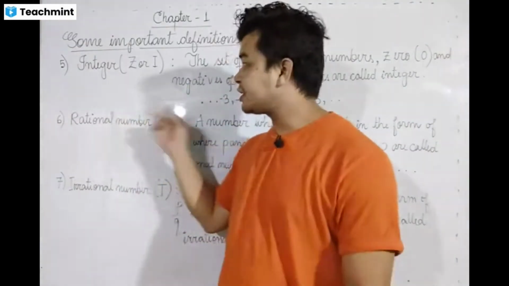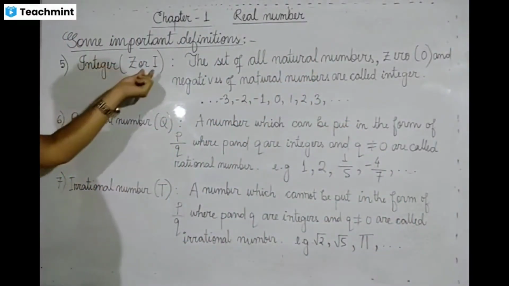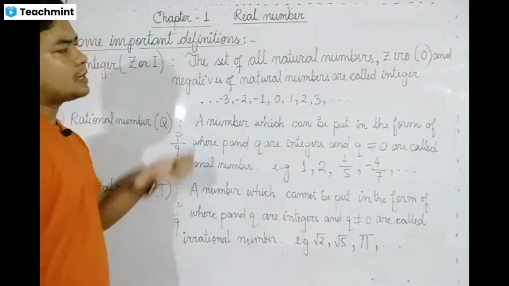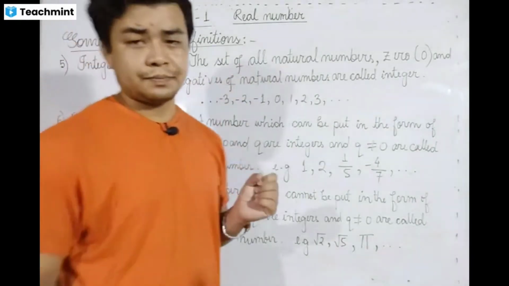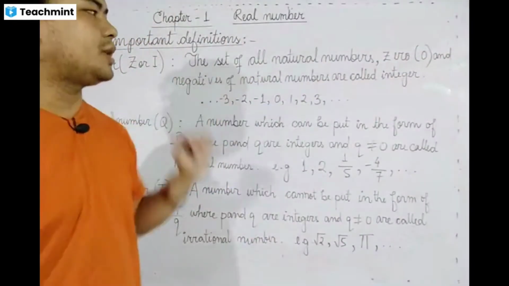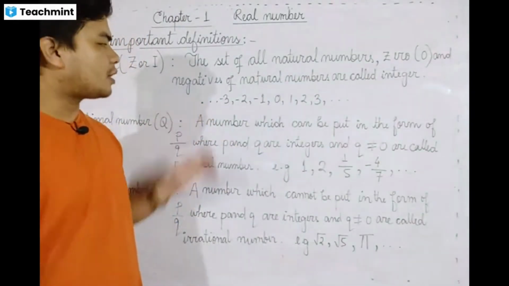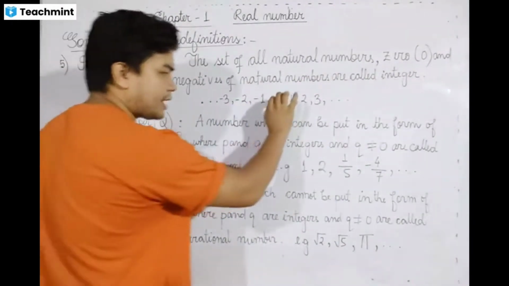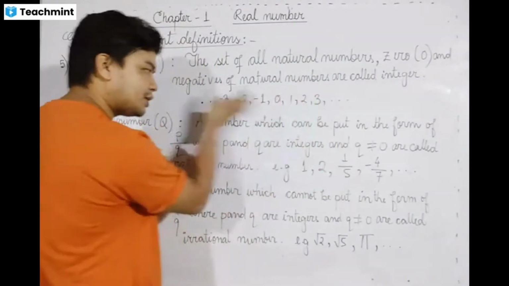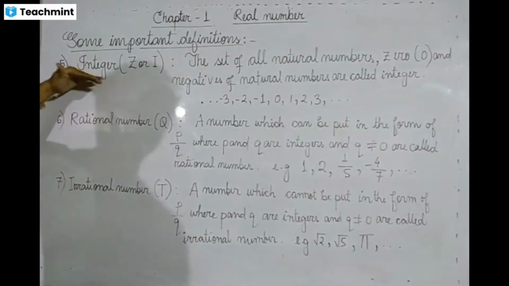Then next one is integers. Integers are denoted by capital letter Z, or also represented by capital letter I. Then what are integers? Integers are the set of all the natural numbers, 0, and negatives of natural numbers. If I take all the natural numbers and 0 together with the negatives of the natural numbers, they form a set. Then the set is known as the integers.